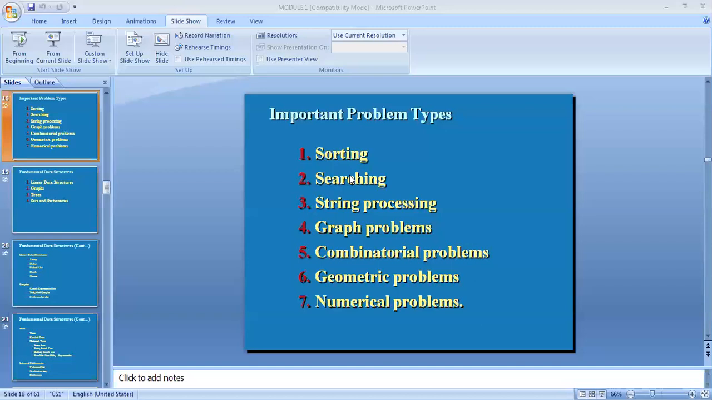Next is the graph problems. It's one of the interesting areas of algorithmic design and analysis. A graph is a collection of points called vertices, which are connected by line segments called edges. Graphs are used for modeling a wide variety of real-life applications such as transportation and communication networks.